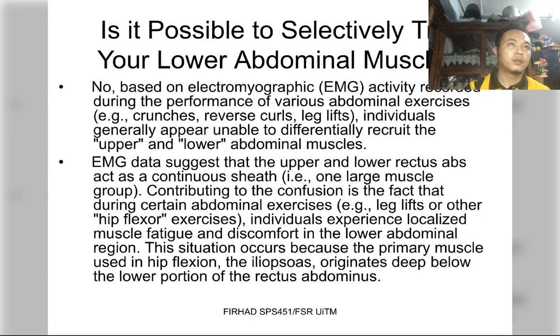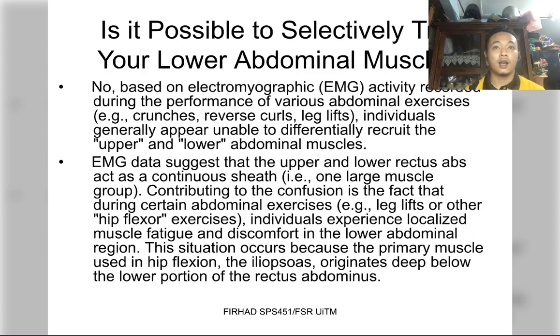Is it possible to selectively train your lower abdominal muscle? The answer is no. Ingat, the answer is no. Why? Because based on electromyogram, EMG activity, recorded during the performance of various abdominal exercise, for example, crunches, reverse curl, leg lift, individuals generally appear unable to differentially recruit the upper or lower abdominal muscle.